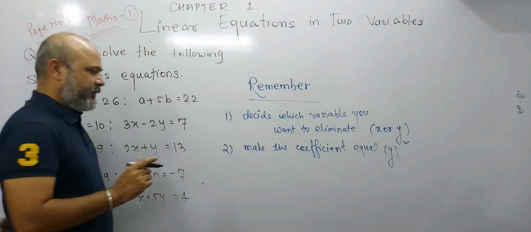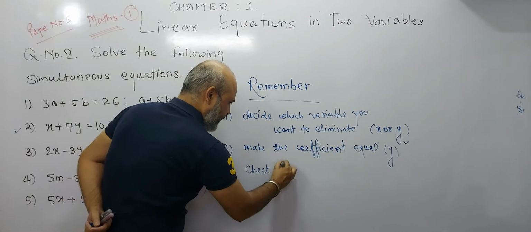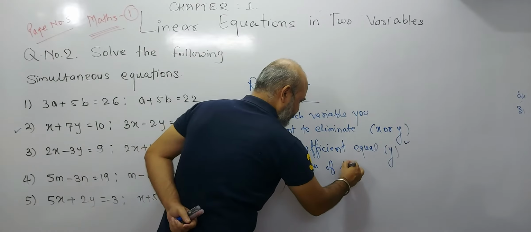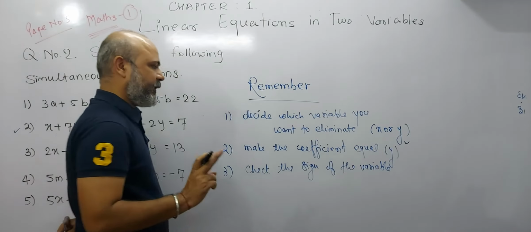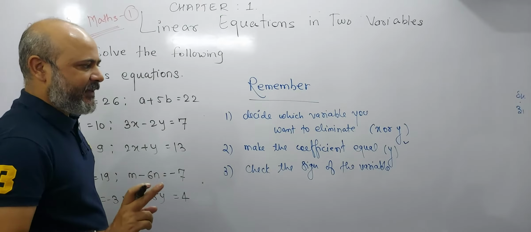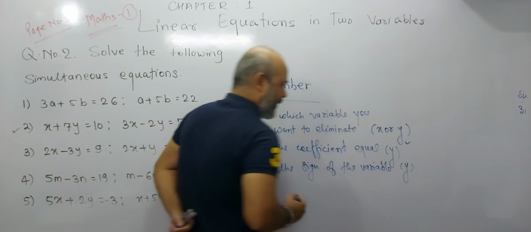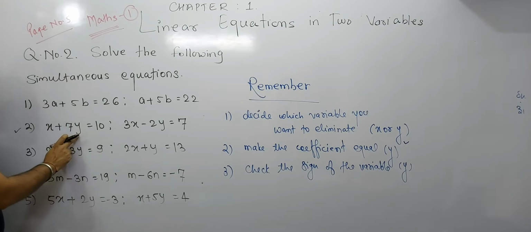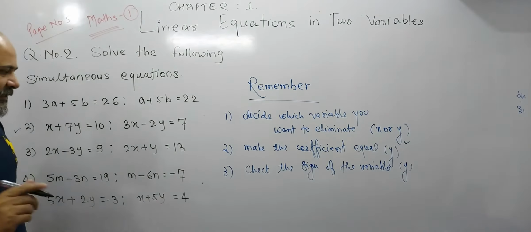And then the third step: check the sign of the variable. You will check the sign of the variable, I mean for variable y. What is the sign of variable y? In equation 2, this variable y has a plus sign and this variable y has a minus sign, which means there are opposite signs.